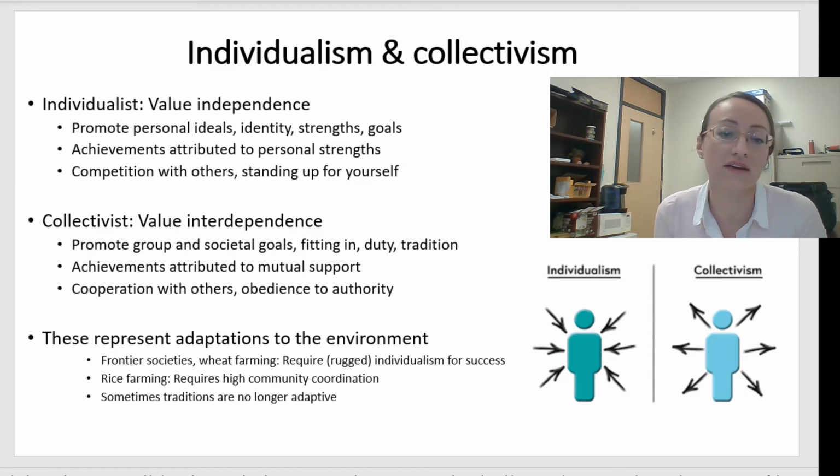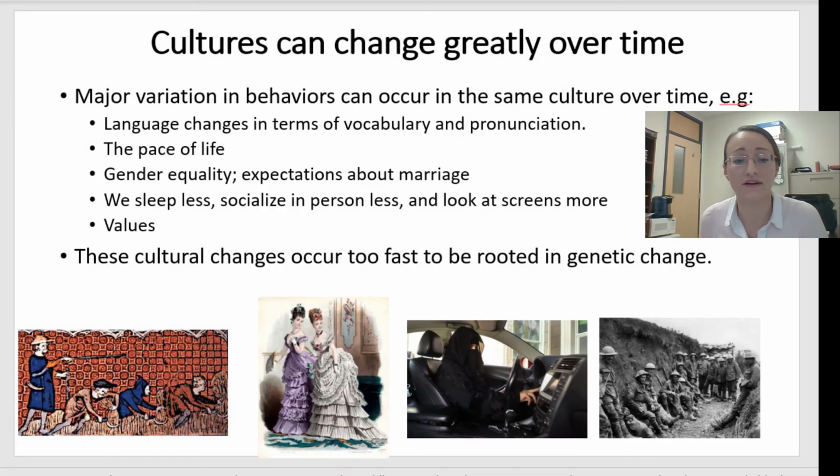These ways of thinking and doing represent adaptations to the environment, where individualism led to success. Societies that are based on rice farming are more collectivistic. Cultures change over time. You're not living in your great-grandparents' society or in the Middle Ages. Values and assumptions change. Women can drive now, even in Saudi Arabia, and you probably don't support eugenics or want to die for king and country.